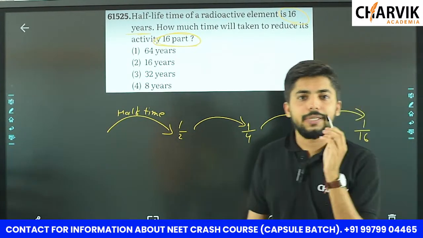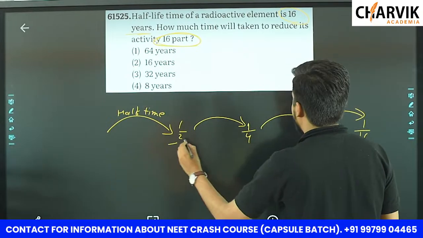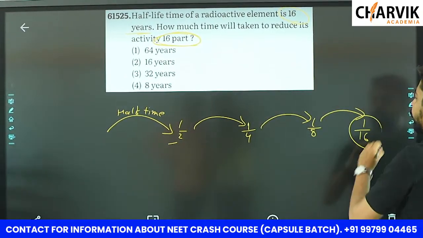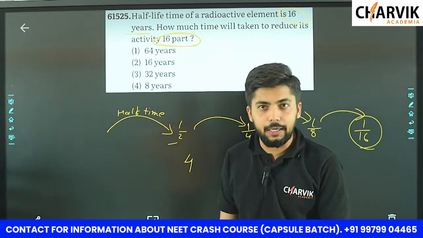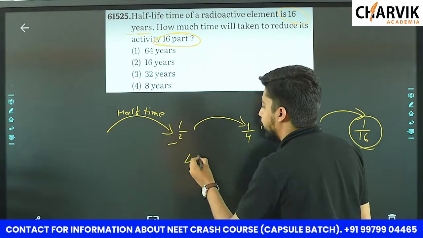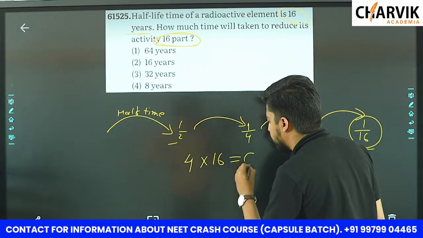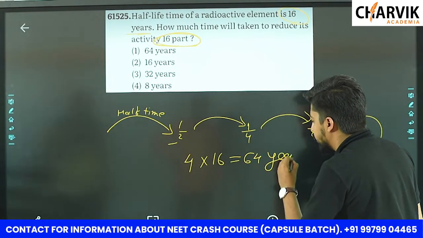So how many half-life periods do you need? You need 1, 2, 3 and 4. You need 4 spans of the half-life period. And one half-life period is of 16 years. So your answer will become 64 years.